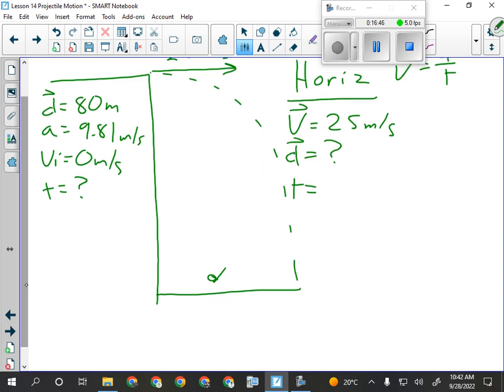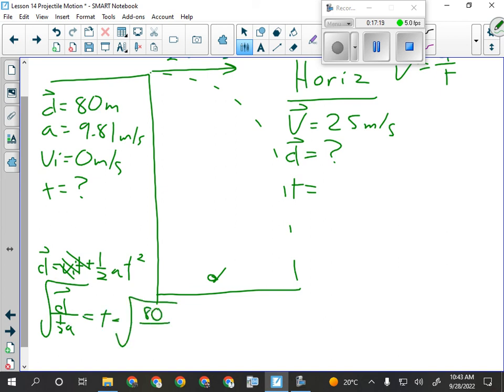Isn't it d equals v_i t plus 1/2 a t squared? Yep. You know, that one I told you didn't have to use to solve for time unless v_i is 0, which it is. So I can solve for time. That's going to mean the square root of d over 1/2 a equals t. So for this one, that's going to be 80 divided by 1/2 times 9.81. I said I'm going to make them both positive because they're both down in this situation.